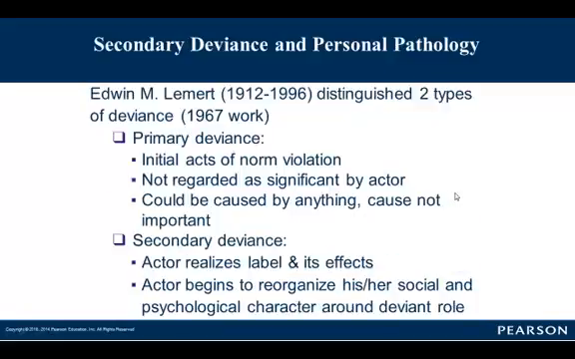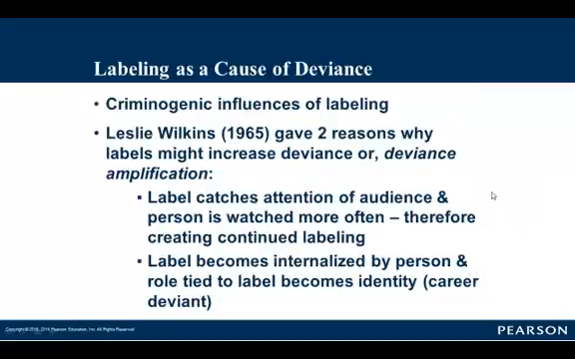All right, along with Becker, one of the other ideas is labeling as a cause of deviance. Sorry, it skipped. The idea of criminogenic influences. This came from Wilkins. He referred to this as deviance amplification. There are 2 parts to this. Number 1, it catches the attention of the audience and they watch those people. We call that confirmation bias. So you're looking for things, and if you look long enough and hard enough, you'll find other things to label them deviant or criminal about.